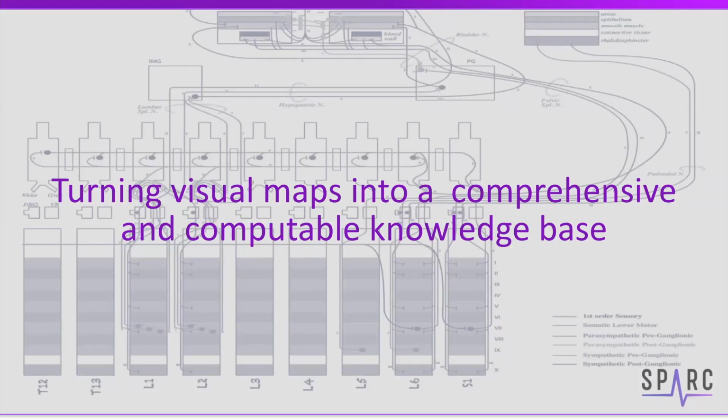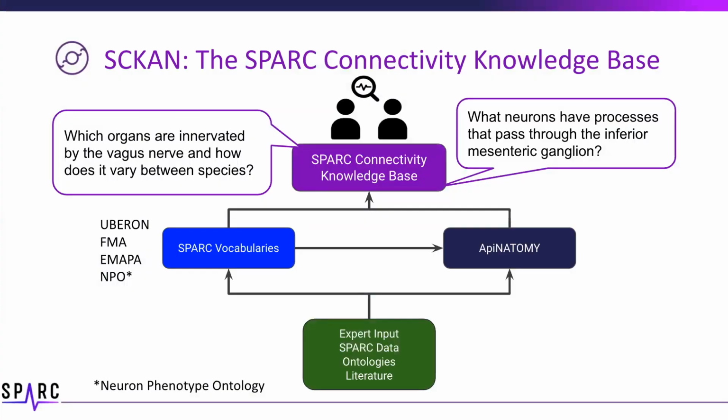So we have been working since the inception of SPARC on being able to turn these visual maps, which is usually the way we understand connectivity, through these visual roadmaps and pathways that represent the nervous system, into a comprehensive and, more importantly, computable knowledge base, which can serve as the basis for SPARC queries, SPARC maps, and a host of other visualizations. So that's what I want to focus on for the rest of the talk.